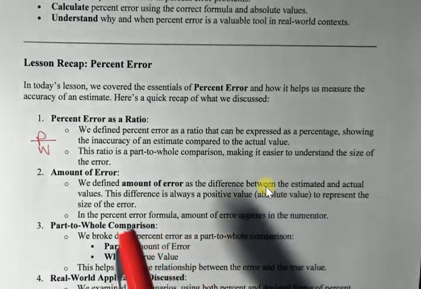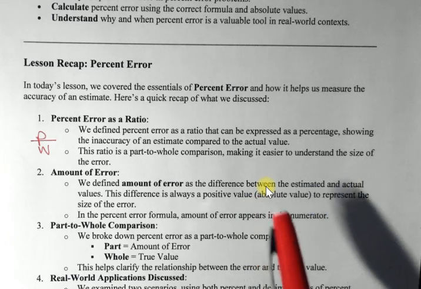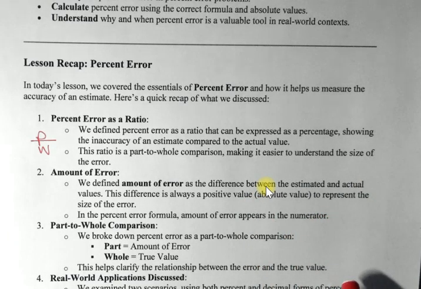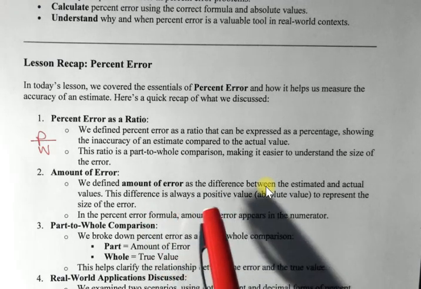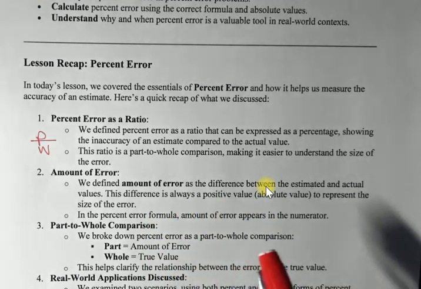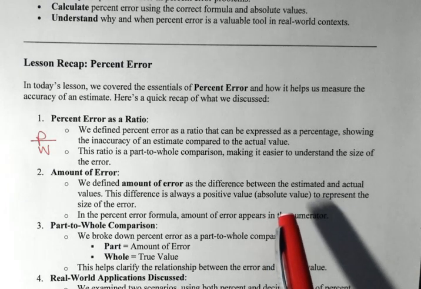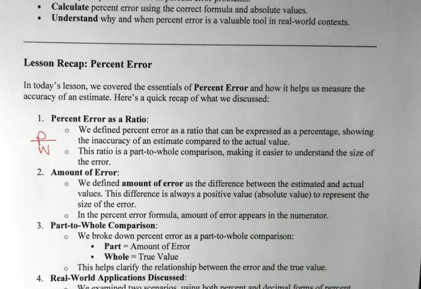In terms of our amount of error, we're talking about the difference between the estimate and the actual values. So when we talk about that difference, remember that it always has to be a positive value because we are looking at the absolute value to represent the size of the error. So how far off from zero were we? That's what we're talking about.